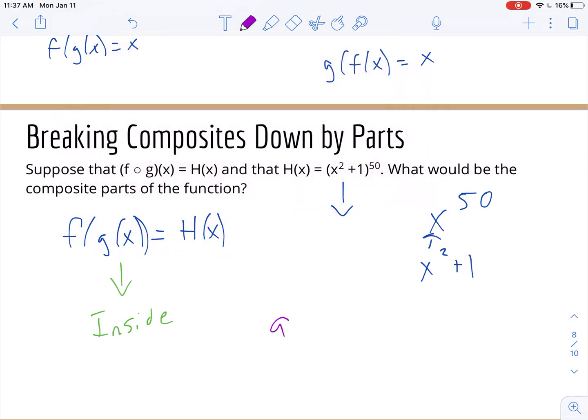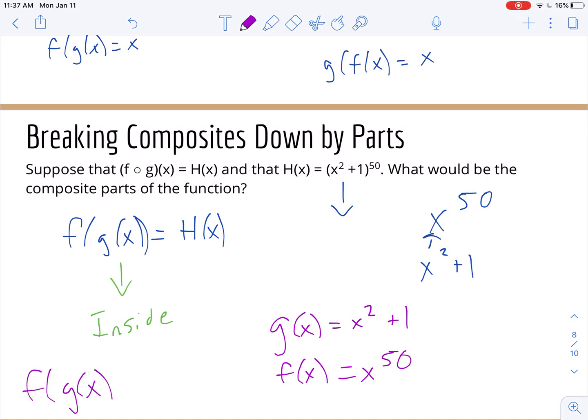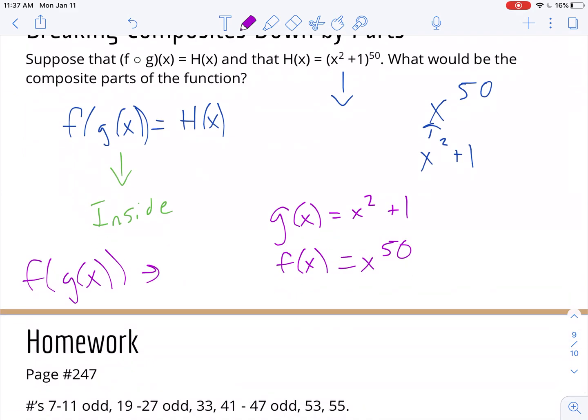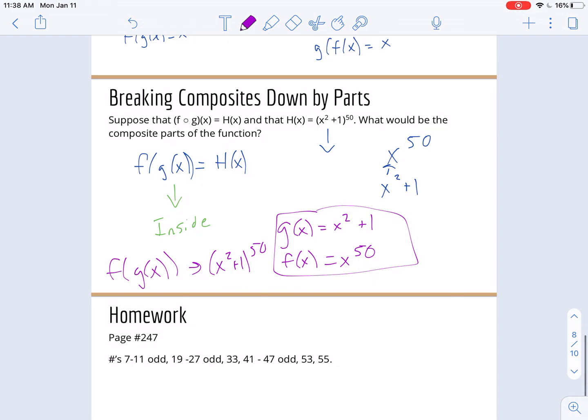So when I look at this, I'm going to say g of x is equal to x squared plus 1, and I'm going to say that f of x is equal to x to the 50th power. And then if I make f of g of x, this is something that's really easy for me to check. I plug it in, f of g of x is equal to x squared plus 1 to the 50th power. And when you look at that, that's how it works out. So when I'm breaking down my composite function by parts, I'm just trying to basically say, what makes sense to be input into something else here? What is the idea that makes sense of inputting into another thing?